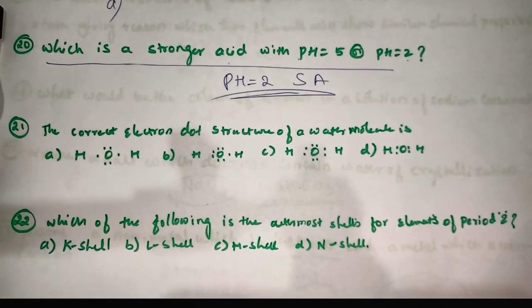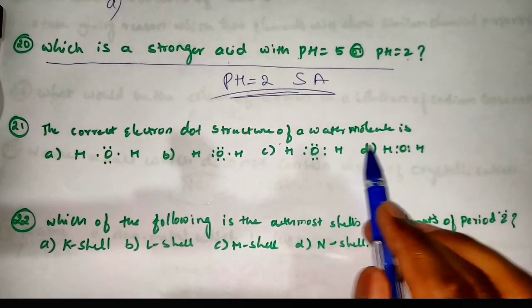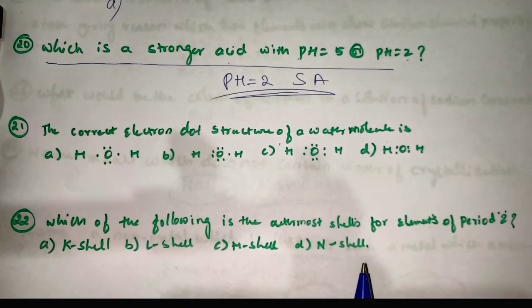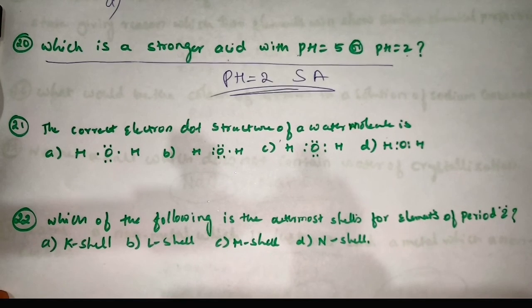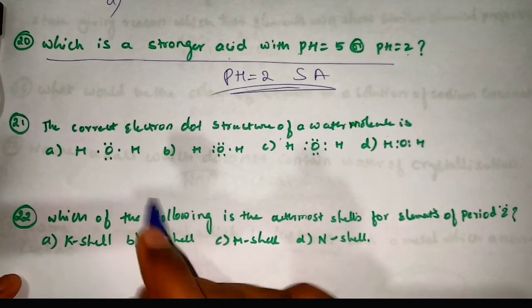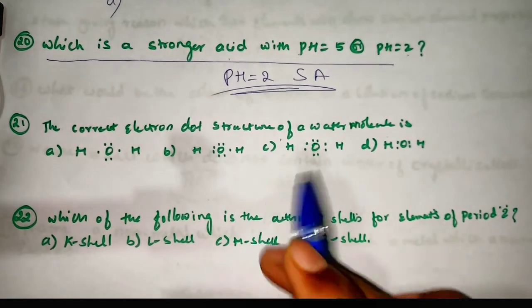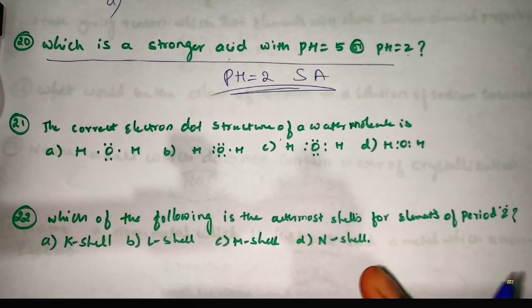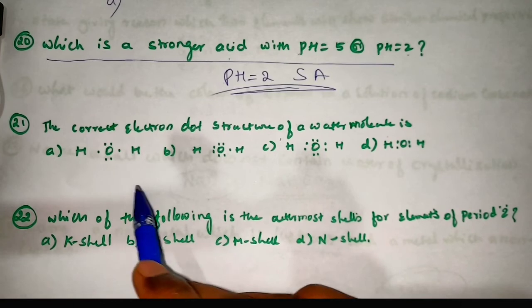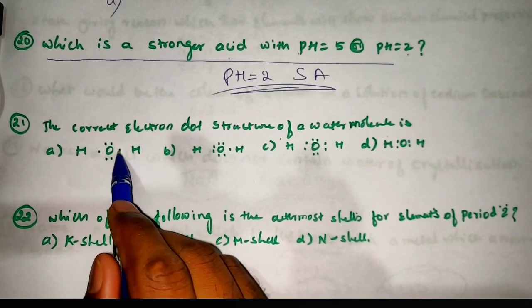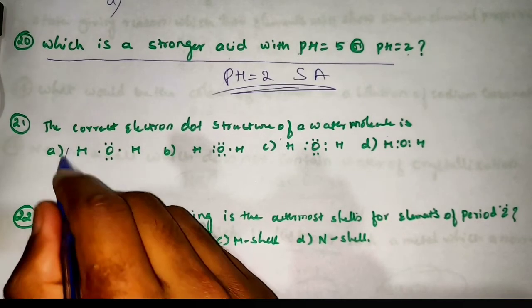We will move to the next question: the correct electron dot structure of a water molecule. We know the electron dot structure from the formation of molecules from metals and non-metals, which we have studied. So we will just be checking the law of octet. The central atom should get 8 electrons. So just check whether 8 electrons are there or not. In this one, 1, 2, 3, 4, 5, 6 is there. So this option is not the correct answer.